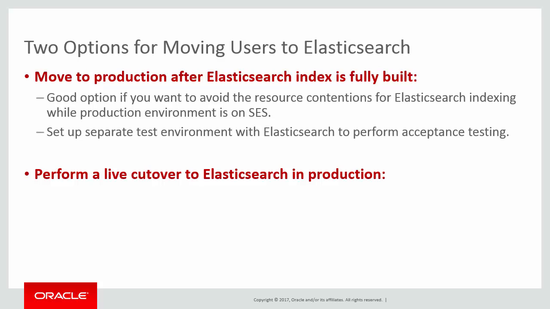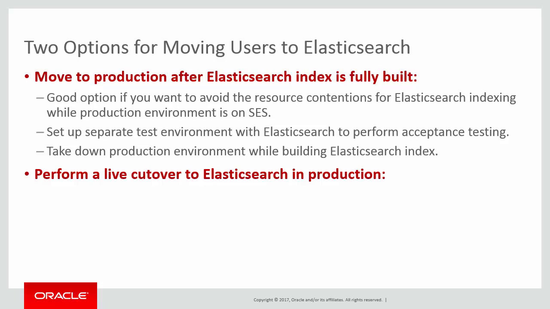You can set up a separate test environment with Elasticsearch to perform acceptance testing. When testing is complete in the test environment, you can take down your production environment while building the indexes with production data and then move to the Elasticsearch instance in production. Alternatively, you have the option to decommission SES in your production environment and install an Elasticsearch instance, build the indexes, and test on your production environment, which will extend your downtime.